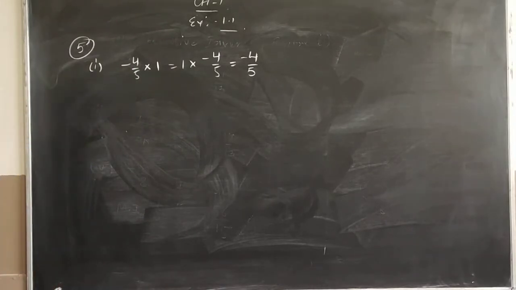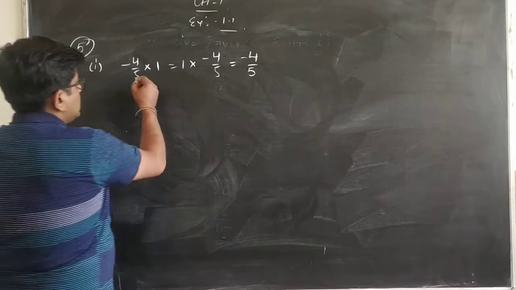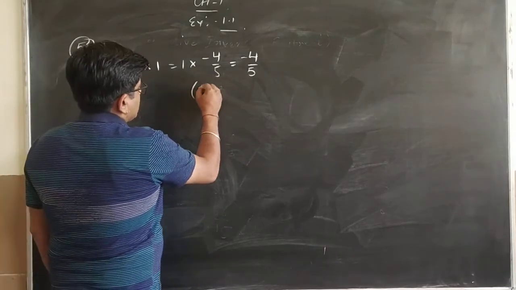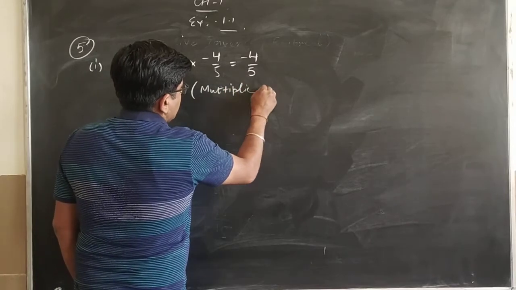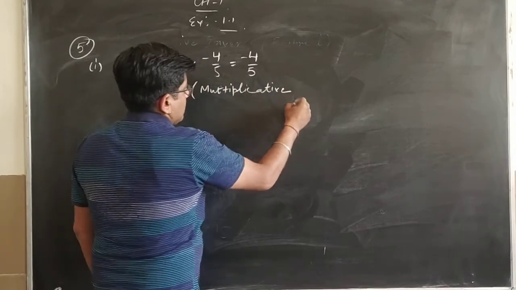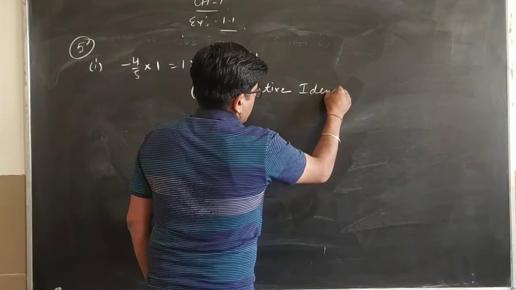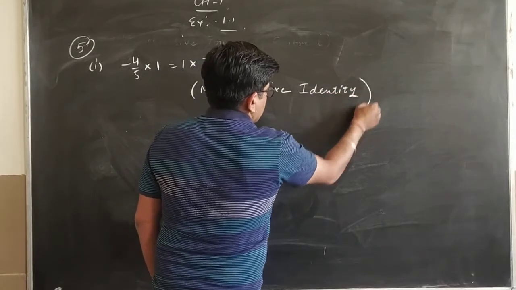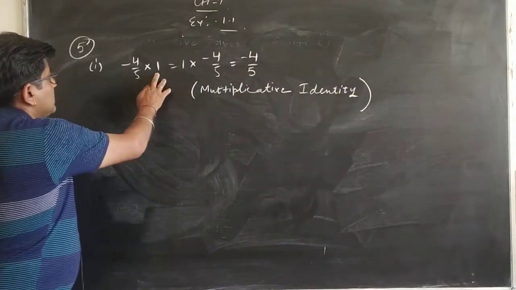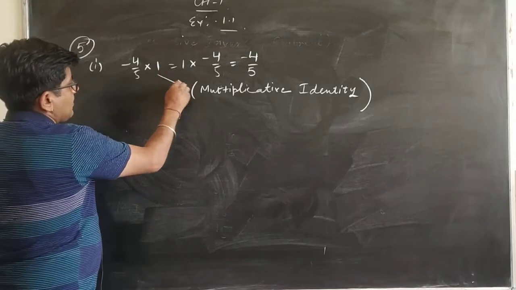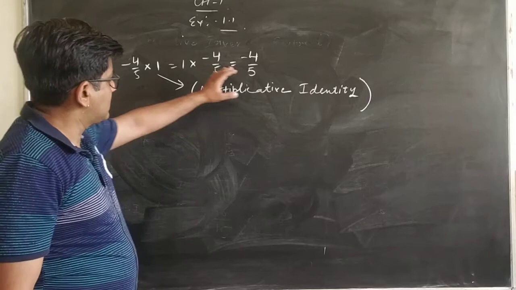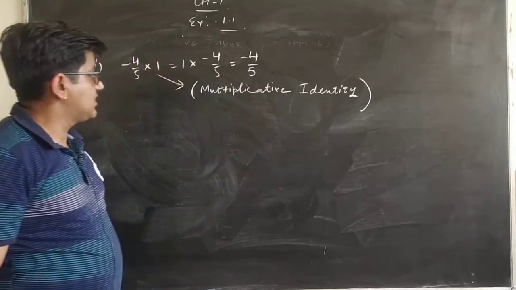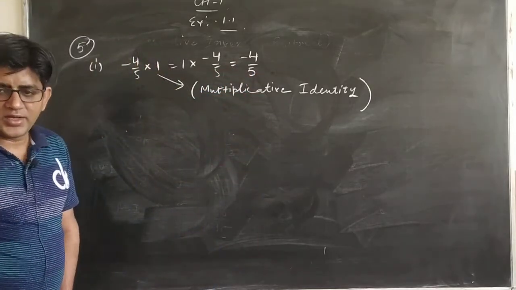So you can name the property as the multiplicative identity. Here, this 1 is acting as the multiplicative identity. Whenever we multiply any number with 1, we get the same number. So 1 is considered as multiplicative identity.